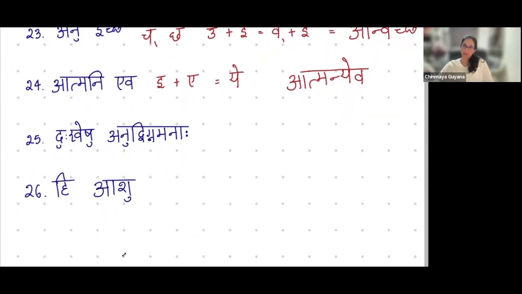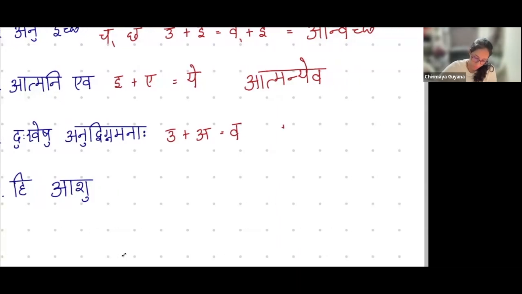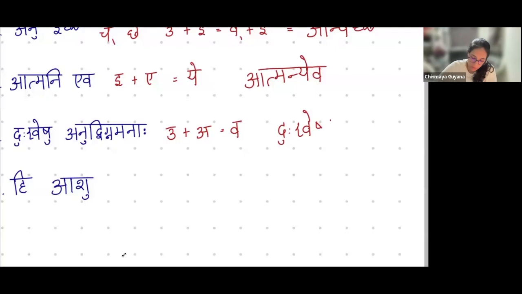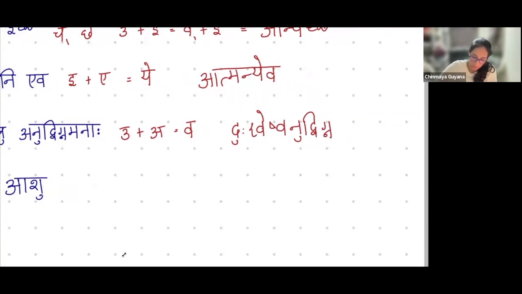Dukkeshu anudvignamanaha. Dukkeshu anudvignamanaha will become, there's an U plus an A. Together they're going to make V. Dukkesh, half sh, V, no, dvigna, manaha. Dukkeshvanudvigna manaha.